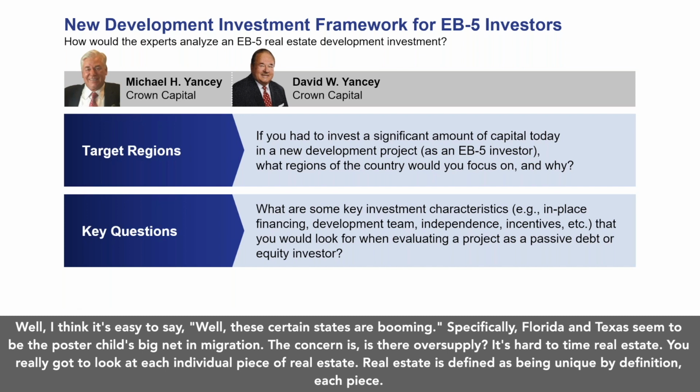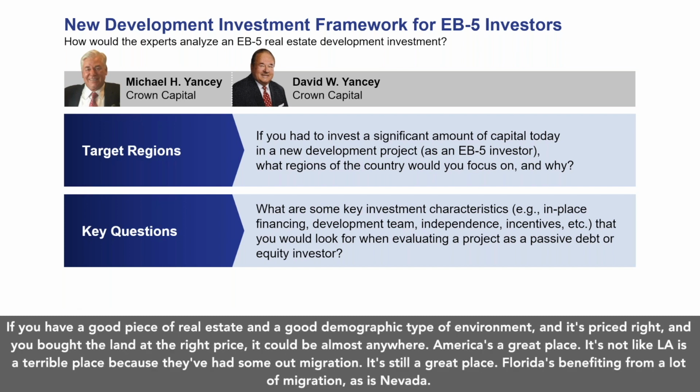Well, I think it's easy to say these certain states are booming, which have been booming in migration, specifically Florida and Texas, which seem to be the poster children of big net in-migration. The concern is, is there oversupply? I mean, it's hard to time real estate. You really have to look at each individual piece of real estate. Real estate is unique by definition, each piece. So if you have a good piece of real estate in a good demographic environment, and it's priced right, and you bought the land at the right price, it could be almost anywhere. America's a great place. It's not like LA is a terrible place just because they've had some out-migration. It's still a great place. And Florida's benefiting from a lot of in-migration, as is Nevada.